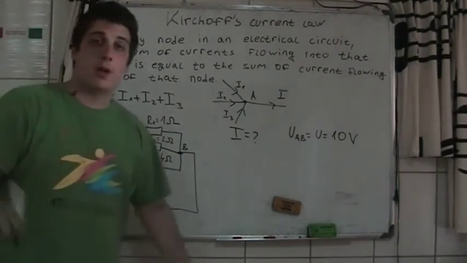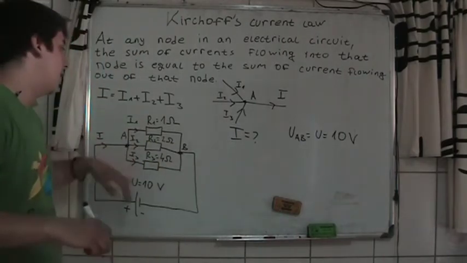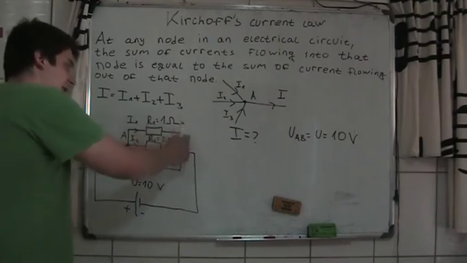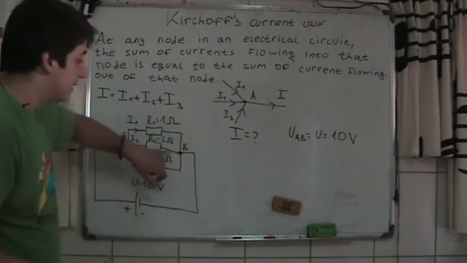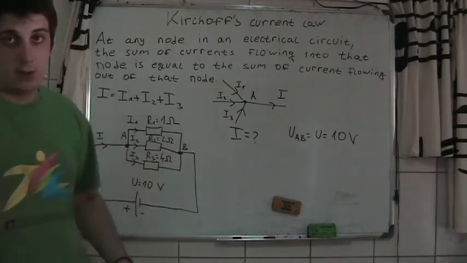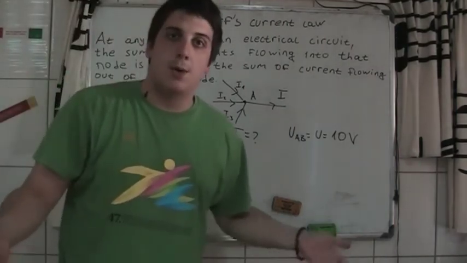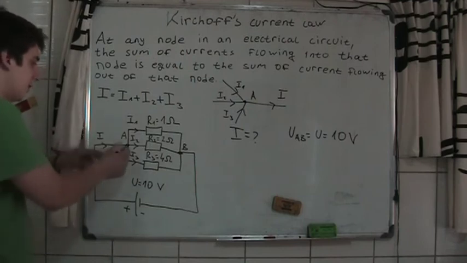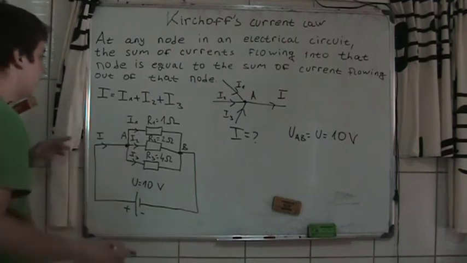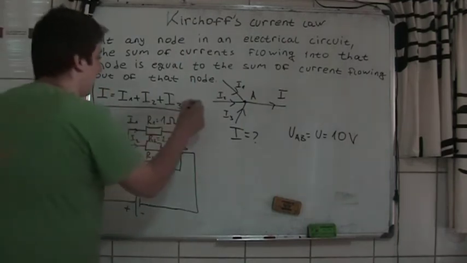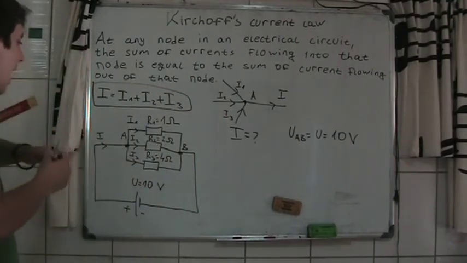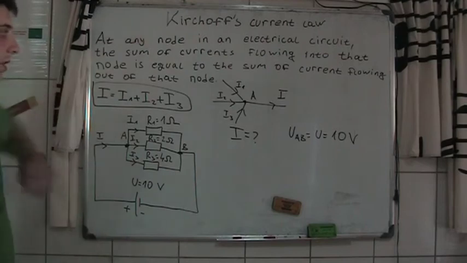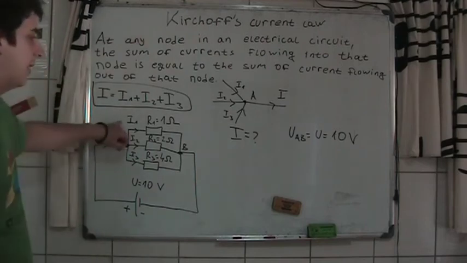So it's easy to calculate I1, I2, I3 because we know the resistance in this circuit, and we know the resistance here and here, and later on we'll use Kirchhoff's rule for this node A. See, here you have it. I must be equal to I1 plus I2 plus I3. Here's the definition.